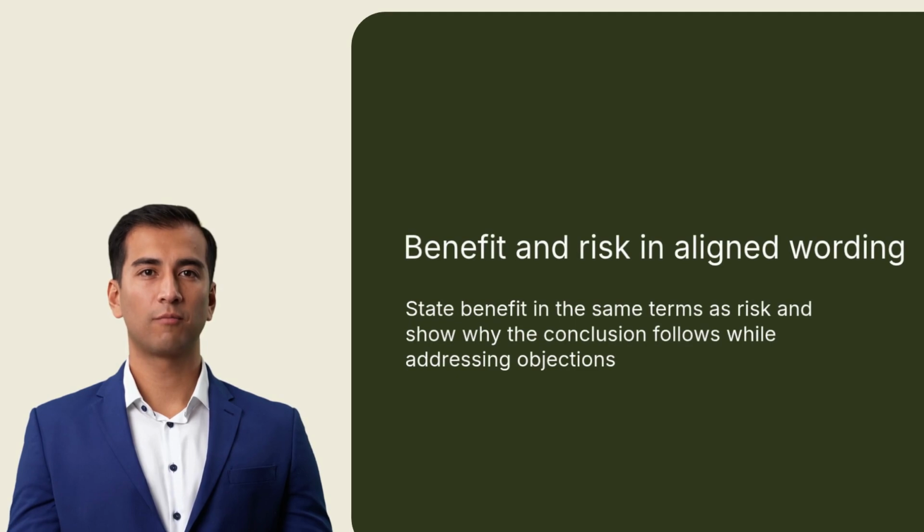Benefit-risk writing works best when benefit is stated in the same terms as risk. That means population, magnitude, certainty, and clinical importance. Instead of relying on a formulaic conclusion, the writing should show why the conclusion follows. And it should address the counter-argument an assessor might raise rather than leaving it unstated.